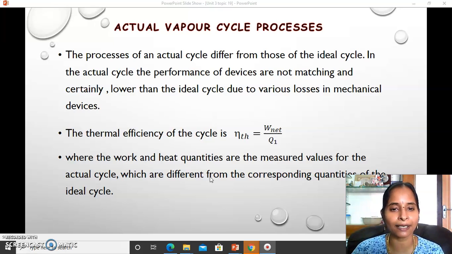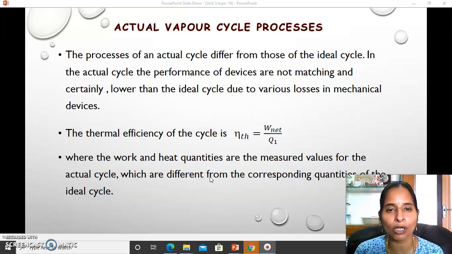Since we should draw on the coordinates for analysis purposes, we are assuming that the processes are reversible, adiabatic, maintaining constant pressure, that there are no losses, no pressure loss, no temperature loss, and that all the devices are performing at 100% efficiency. But in the second unit also we certainly studied that 100% efficiency for any machine could not be achieved due to irreversibility.